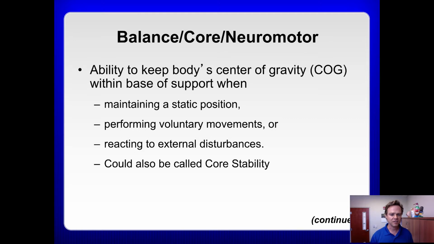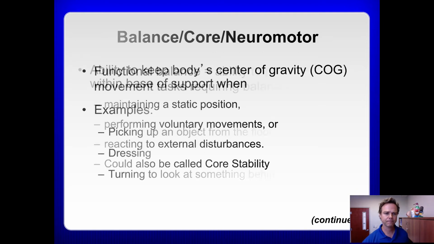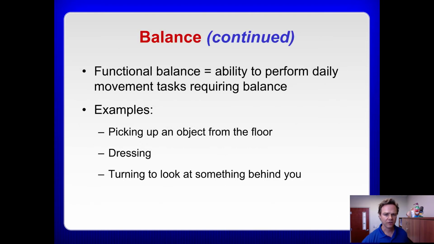So it's definitely a huge issue. Reacting to an external disturbance, so you walk off a curb, how do you get your balance back? It could also be called core stability, neuromotor. There's technical differences between all of them, but they work together. You have functional balance, ability to do tasks of daily living, and with all of these, there's a continuum. Some of the chapters in the future will deal with that continuum.